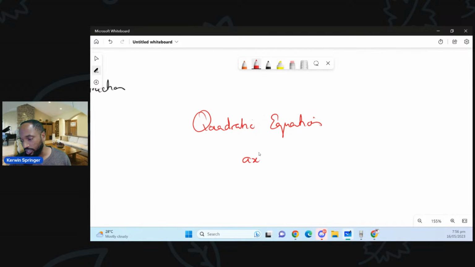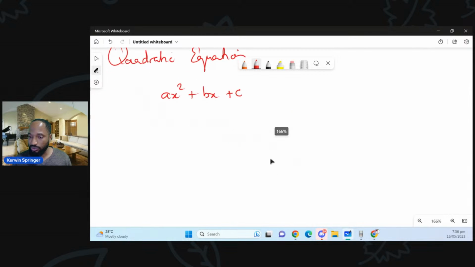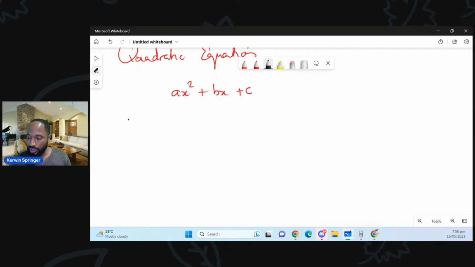General form of a quadratic equation is ax squared plus bx plus c. Ax squared plus bx plus c. Where if I have a situation like 2x squared, oh folks, I didn't make this one up.